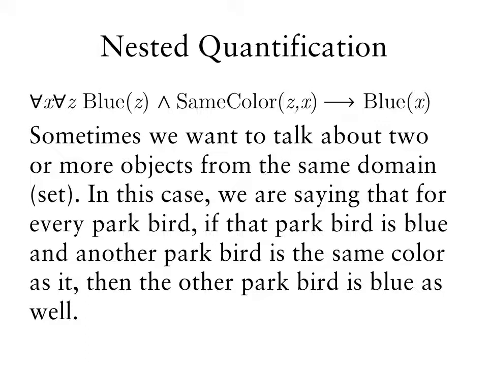And so you can also use nested quantification to refer to things from different domains. So for example, X could have been the domain humans, right? So it could be that you're talking about for all X such that X is a human, and for all Z such that Z is a park bird, if Z is blue and Z is the same color as X, then X is blue. That also happens to be true for humans, right? So if you talk about humans and park birds and you pick out a human and a park bird from the set, when you substitute, you get that the sentence is true.